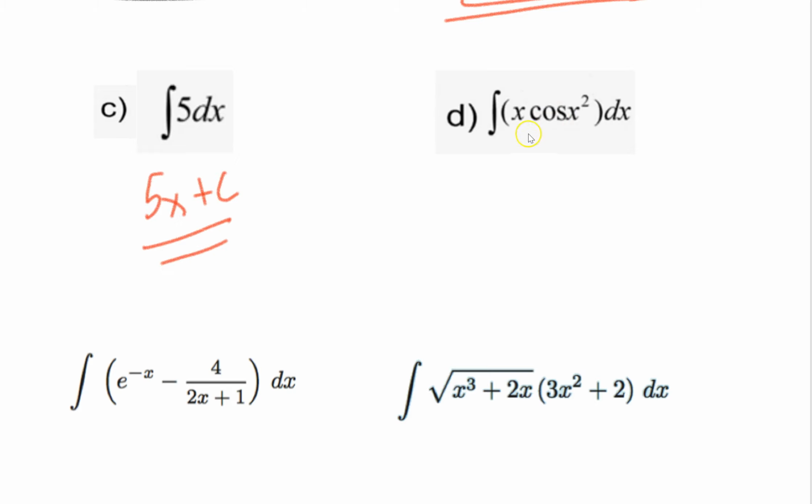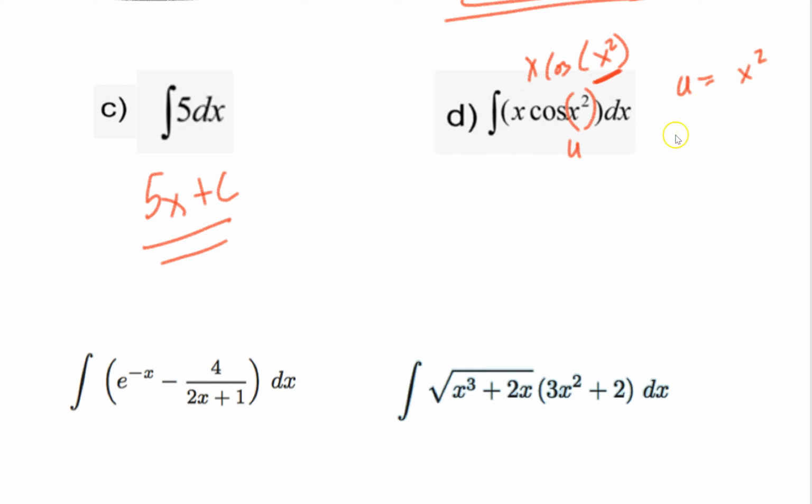This one, now if you look at this one, you're like, ooh, how do I do that? It's a product rule, but not really, right? There's no product rule for integration. There's no quotient rule, no product rule. If it's fancy, it's going to be u-sub. This is the same thing as saying x cosine x squared. What we do is we select our u, use x squared.